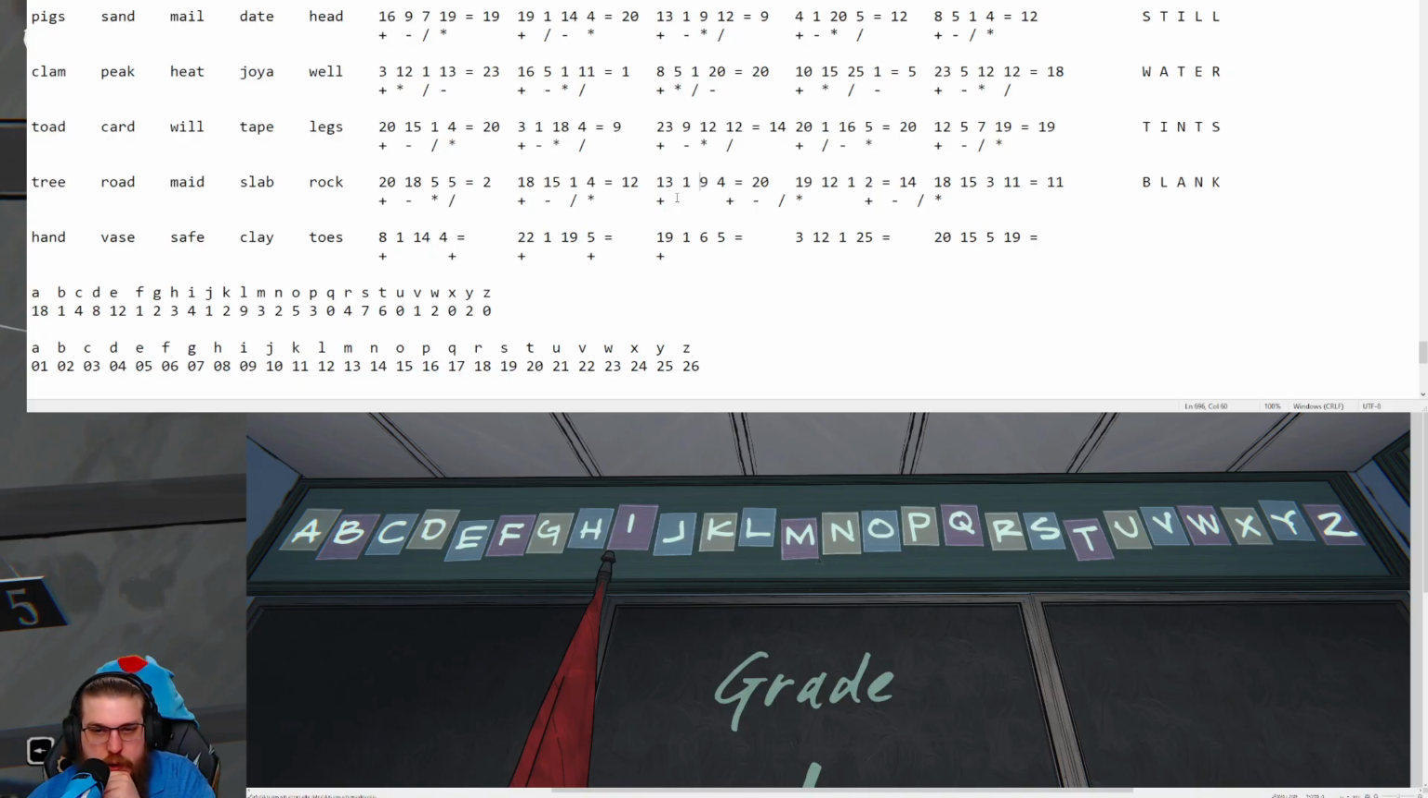Because now I can divide by 4 at the end. Yeah, no, that works. Why wouldn't you reduce it? It's 13 times 1 minus 4 minus 9 divided by 4, which is 1, which gets you A, so you get blank.